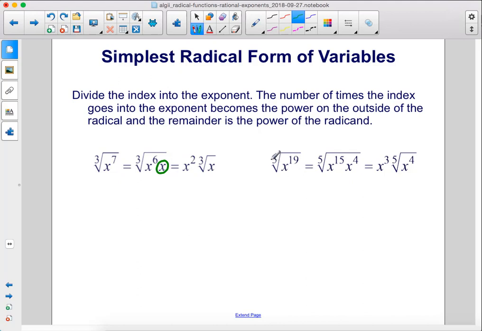Here, the 5th root of x to the 19th power, we're going to rewrite this as x to the 15th, which is a number that is divisible by the index. So x to the 15th times x to the 4th. And then we divide 5 into 15, which is 3. So we have x to the 3rd power out front. And then whatever's left is the radicand.